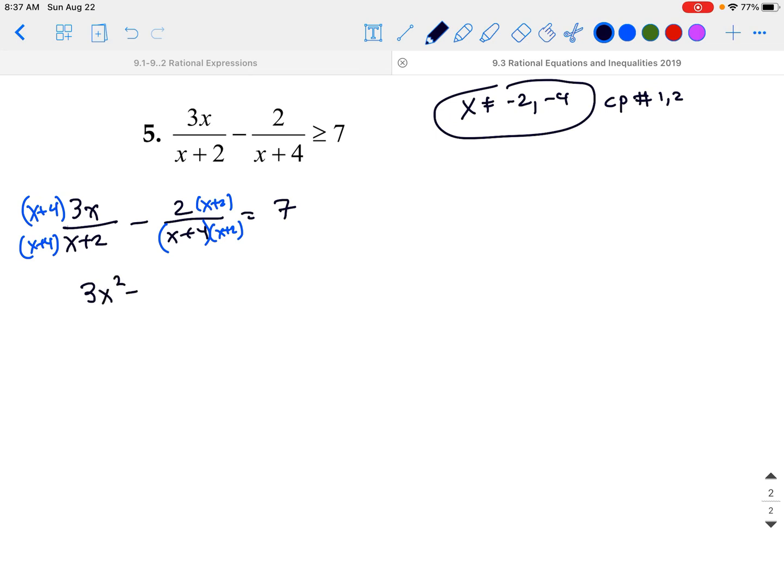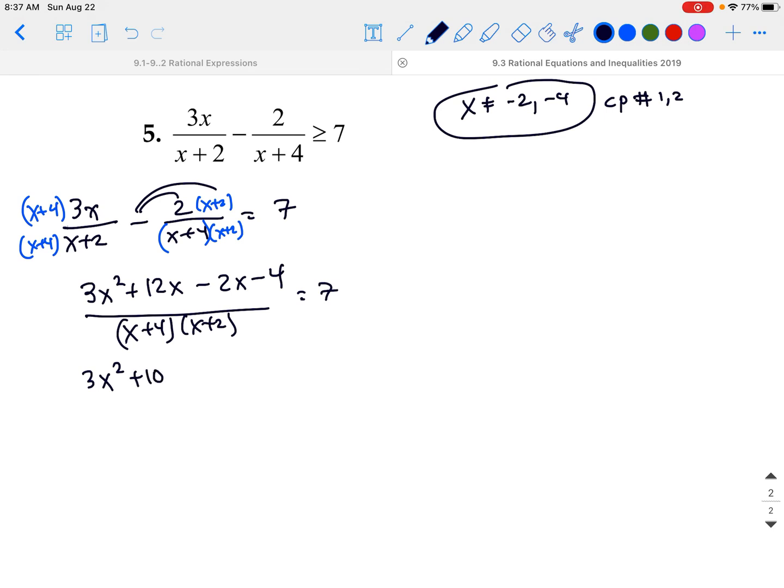So it looks like we're going to get 3x squared plus 4, 12x. And then we need to distribute the minus, so be careful there. So minus 2x minus 4. And that's all over x plus 4 times x plus 2. So we can simplify the numerator first, maybe.